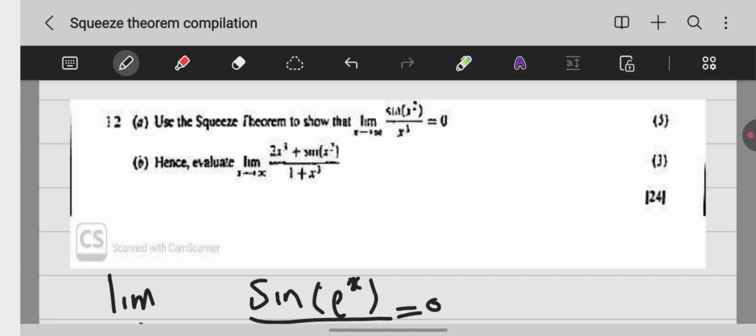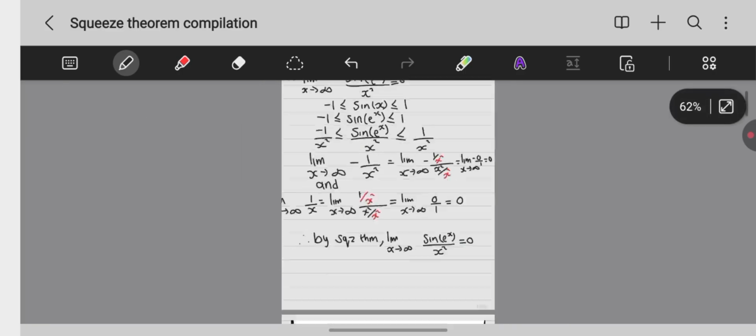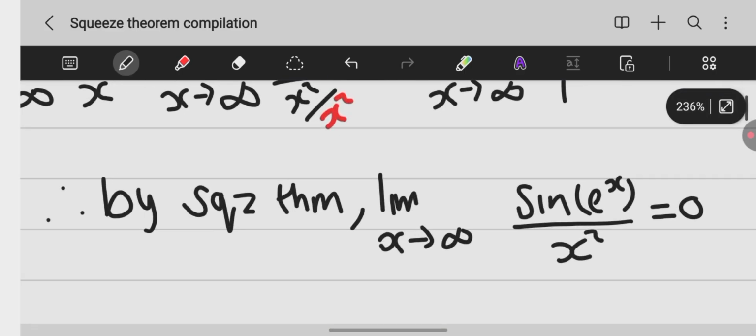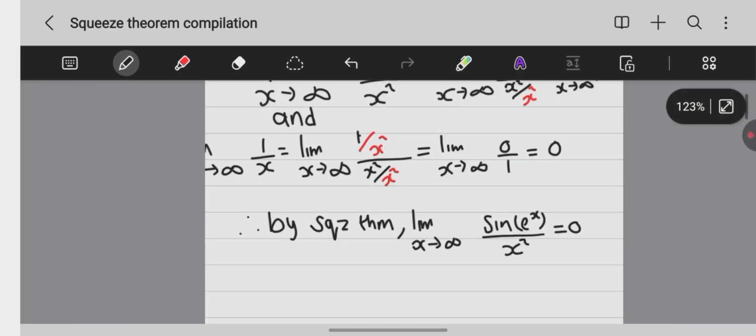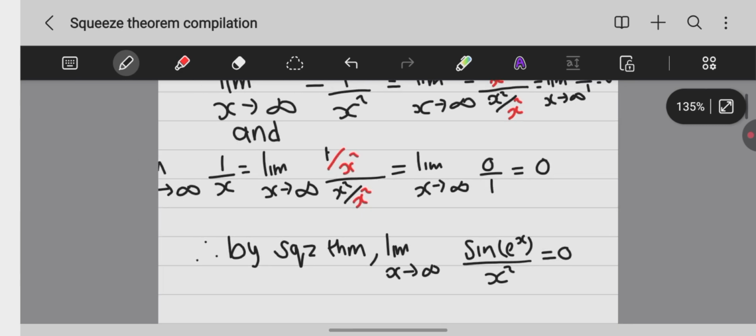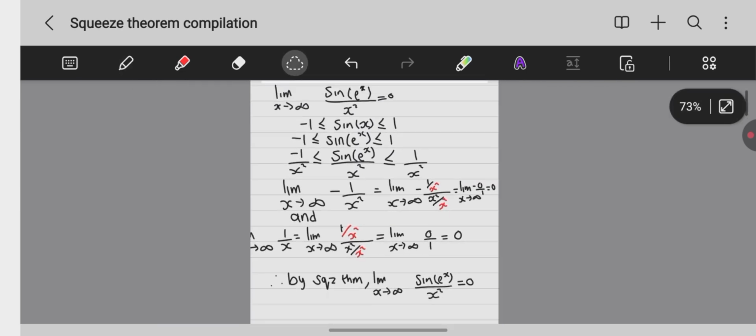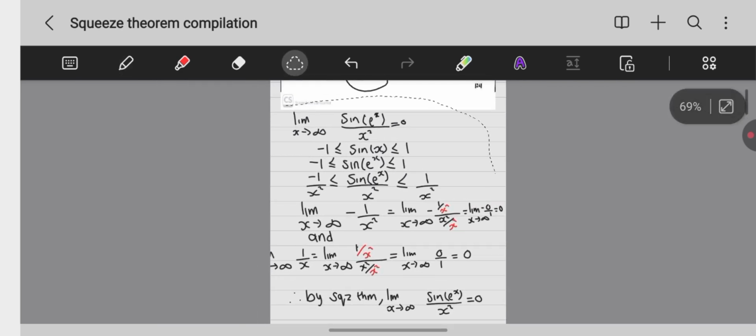And then they're saying to us, hence evaluate this. So we have to find also the squeeze theorem of that. Obviously, it has to give us a 0. I think it does have to give us a 0, but we would see. Let's see. I'm just going to remove all of this. Just make sure you have your answers saved.